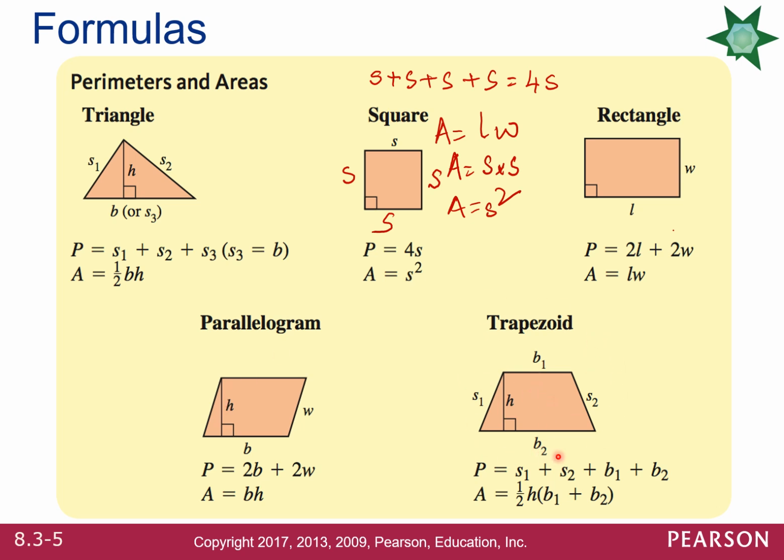For trapezoid, for this figure, we also need to measure the height. For the perimeter, it's S1 plus S2 plus B1 plus B2. Just sum up all the sides, the measure of all the sides. However, for the area, it's half H. So 1/2 times the height, and then within brackets B1 plus B2. All right, the sum of the opposite sides from where the height was measured. Okay.